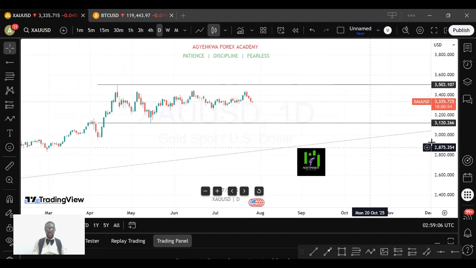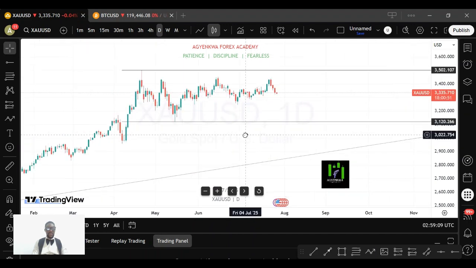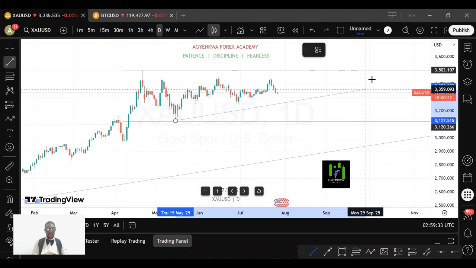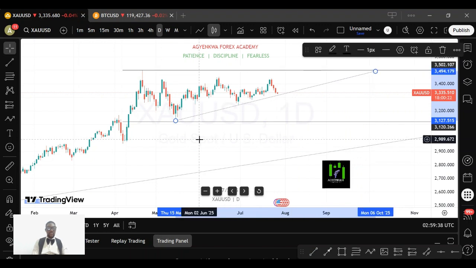So now this is daily. This is a daily time frame, and this is what we see now. You can draw a trend line from here to this area. So this is a trend line drawn in a consolidation zone, so we have to beware.